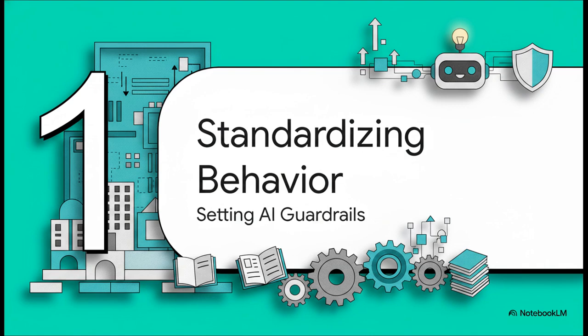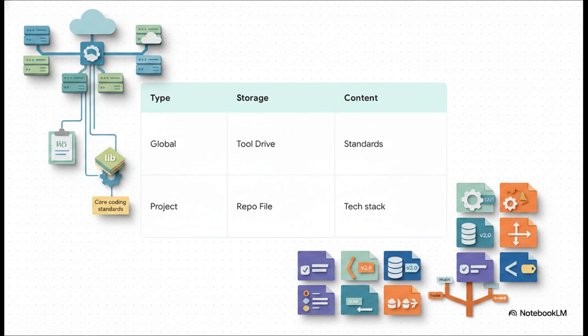Okay, Section 1, standardizing behavior. This is all about setting the guardrails for your new AI intern. You know the pain of having to type out use TypeScript and Postgres for the millionth time? Yeah, let's stop doing that. To standardize how your AI behaves before it writes a single line of code, you need to categorize your rules. You apply global standards across all your projects. Things like your overarching testing philosophy, preferred libraries, and core coding standards, and store those in your main tool drive. Meanwhile, you keep the highly specific stuff, like your exact tech stack versions, database schemas, and branch naming conventions, totally isolated in repository-specific files. Boom. Now every AI interaction automatically knows your preferences.